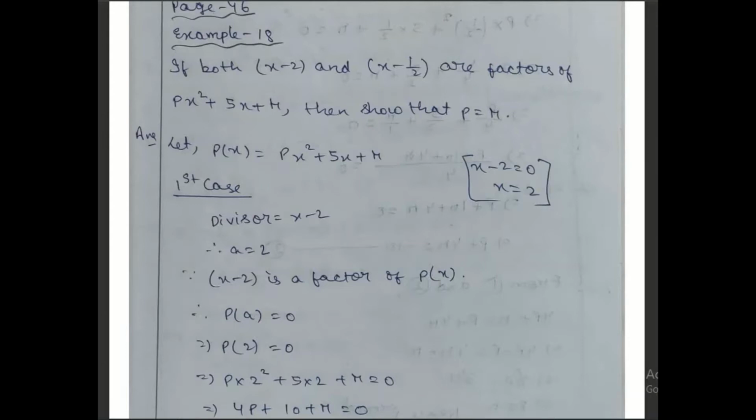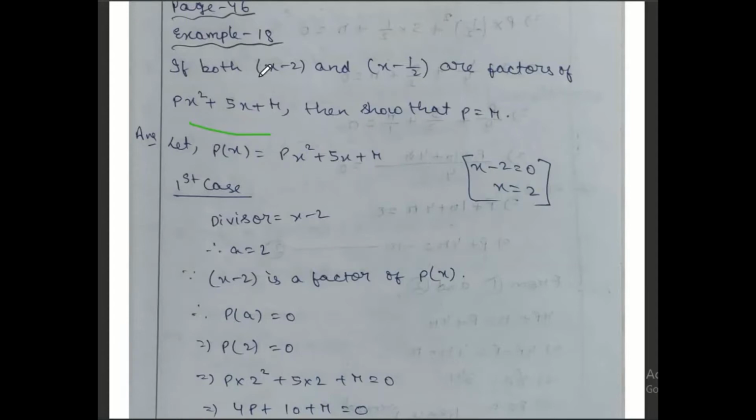If both x minus 2 and x minus 1 by 2 are factors of this polynomial, then show that p is equal to r. So this is your polynomial. These two are the divisors. Both are the factors of this polynomial, then show that p is equal to r. So let p(x) is equal to px square plus 5x plus r.